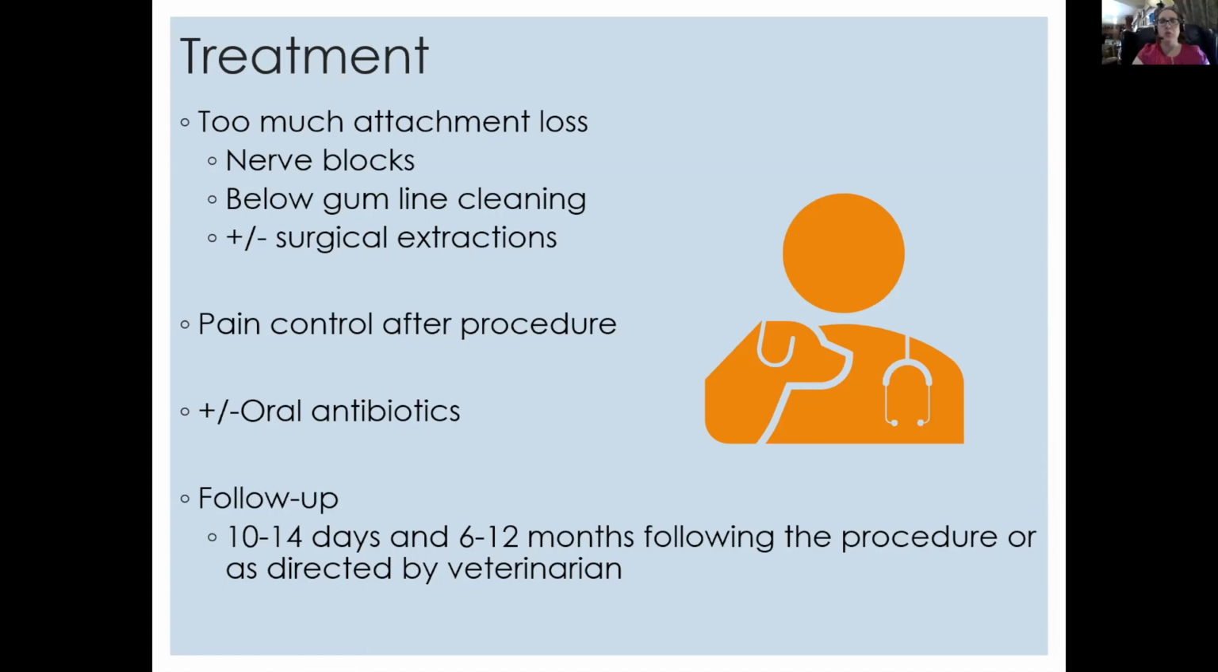We may want to do some below the gum line cleaning, so clean out some of that debris, some of those food particles, some of the plaque from the pockets. And then we may need to consider surgical extractions or what they call, quote unquote, non-surgical extractions, dependent upon how severe the periodontal disease is. We're going to provide pain control after the procedure, and this is usually through either opioid medications like tramadol or morphine derivatives, or non-steroidal anti-inflammatories, something like a doggy version of aspirin. Those are usually sent home after these procedures as well.